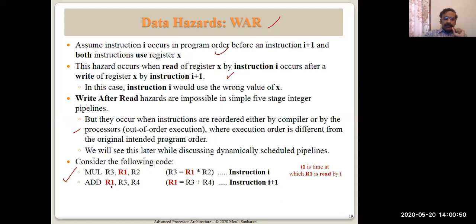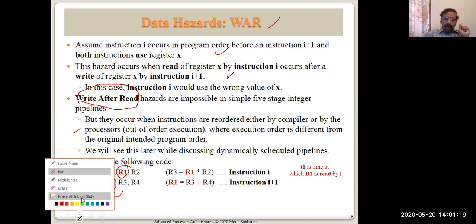Now, what is happening here? It is writing into R1 and reading is happening here. So this writing should happen after this reading has happened. That is what is called write after read. I want the writing of this R1 to happen after R1 is read.